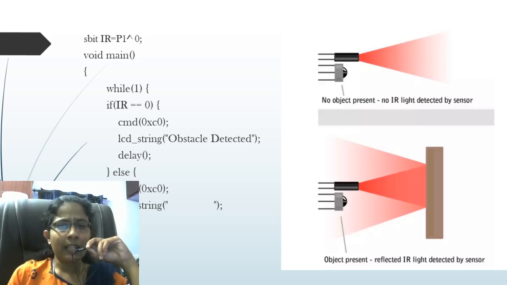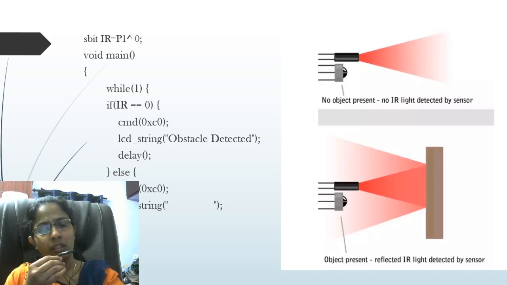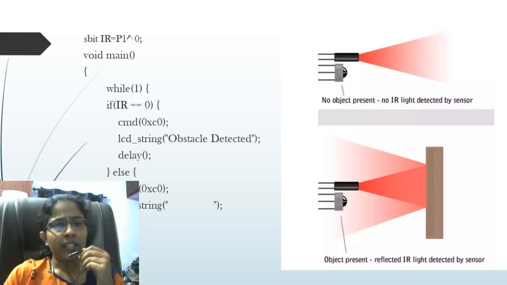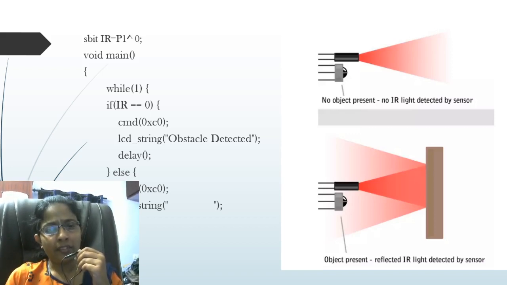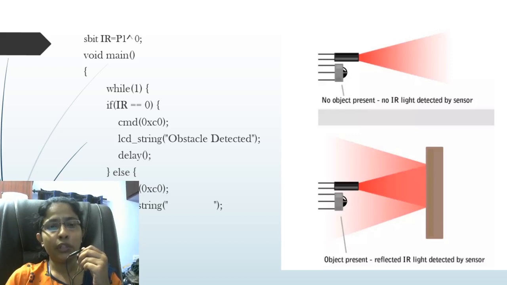Here, I have not given the entire program, I have just given the main program. Your IR sensor is connected to P1.0, that is the port 1.0 pin, and in the while loop, if the IR value is equal to 0, it means an obstacle is detected, so an LCD string will be displayed, or else nothing will be displayed. The command 0xC0 was already discussed in the LCD video. You can go to that and see what the command C0 is meant for.